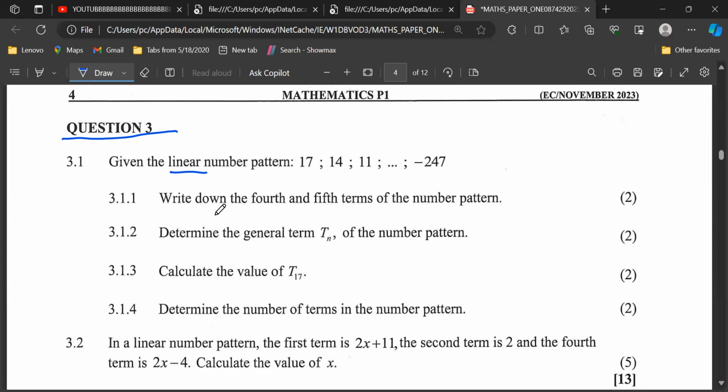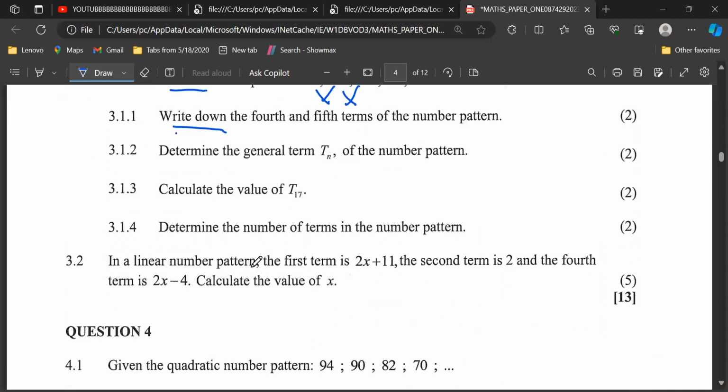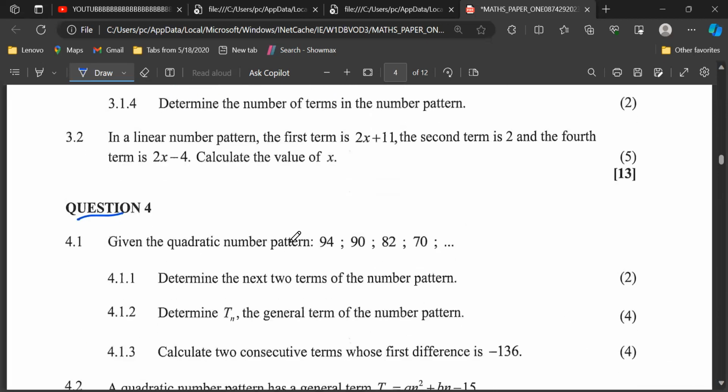If you go to question 3, it's a linear pattern. They say write down the 4th term. Obvious. If it's linear, we know what the common difference is. So that one we can do. Question 3 usually is linear; if it's not linear, it's quadratic. And then question 4 is quadratic. We can also do question 3 and then go to question 4, because those are ones where I feel we can do something.